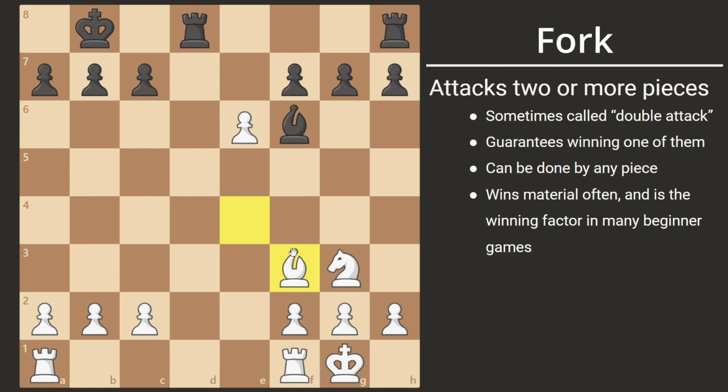So you just have to be aware of these things, that just because you're attacking two things doesn't mean that you're going to win them. They might have some sort of tactic that can complicate things. Okay, so that was the first example.